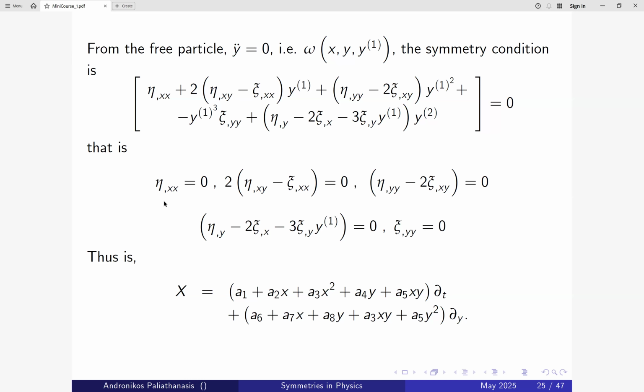Now this system we can solve easily, and the solution is this generic vector field, where we have 8 independent constants, A1, A2, A3, A4, A5, A6, A7, A8. That means that this is a multi-parameter point transformation with 8 different vector fields, and we can construct a base of dimension 8 for the symmetries of the free particle. This number 8 is the maximum number of symmetries that a second order differential equation of this form can admit.